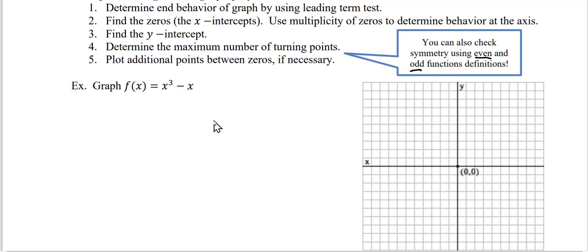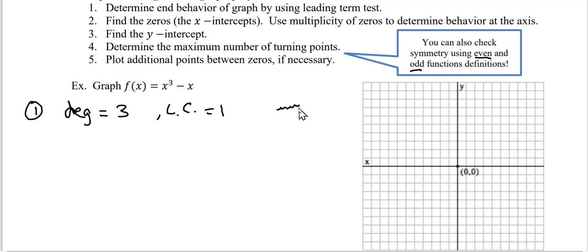Let's start with the end behavior, that leading term test. Remember, for that, we need to know the degree. So this would be step 1 above there: the degree and the leading coefficient, which in this case is 1. I have odd degree and positive leading coefficient.